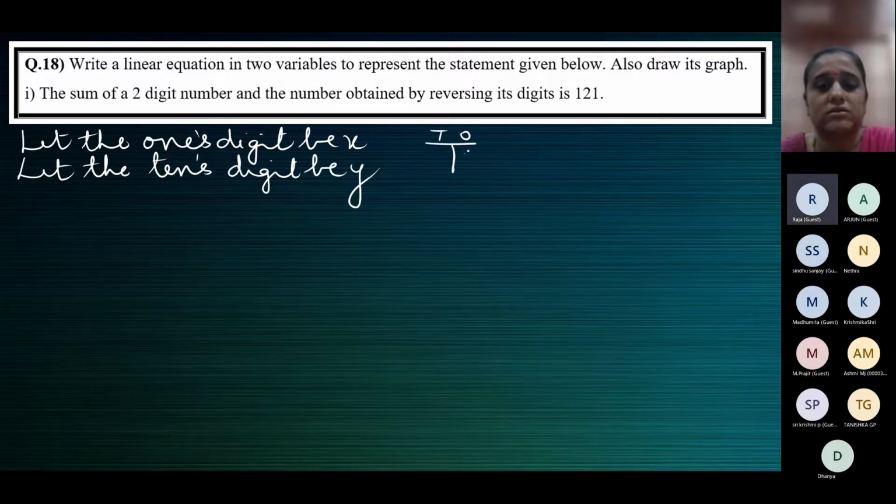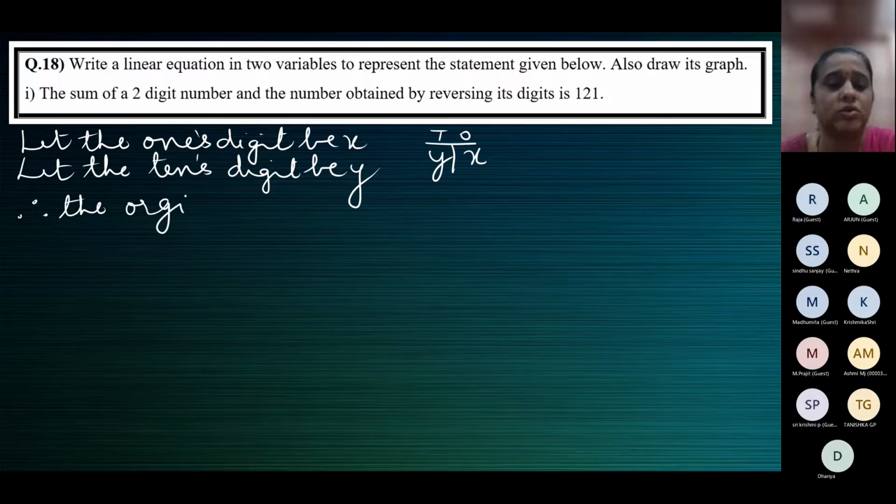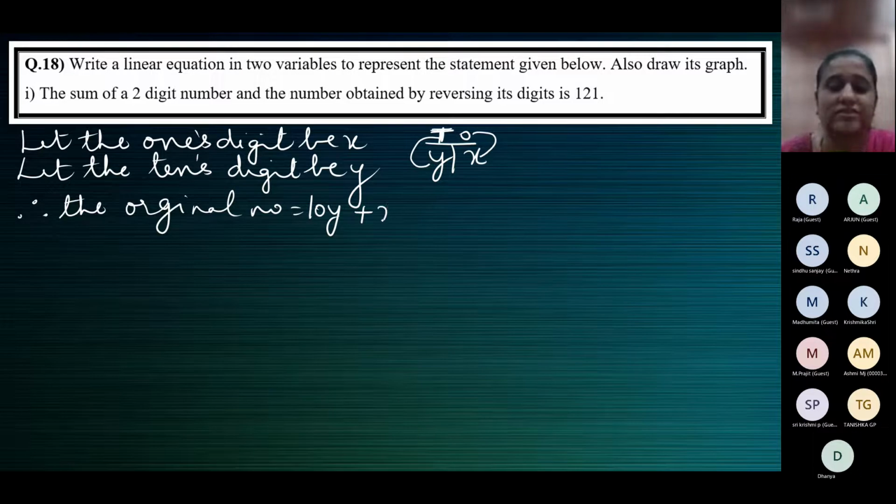So when we keep this in the place value table, we need to multiply the values, and we get 10y plus x. Therefore, the original number is equal to 10y plus x. You should multiply the digit with the respective place value. Tens is the place value, so you multiply the digit y with it: 10y. Then 1 into x, which is x. So far correct. Very good.